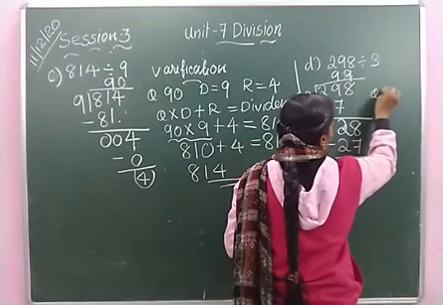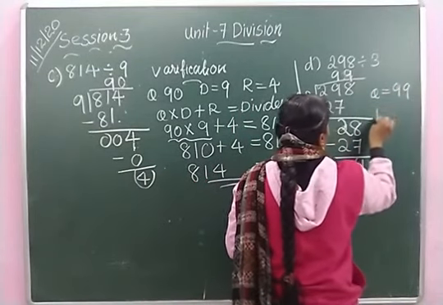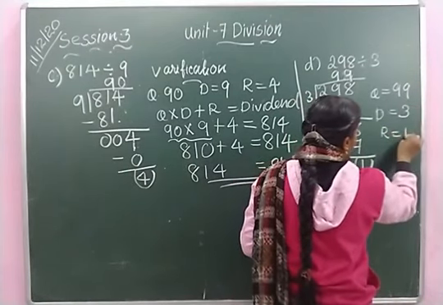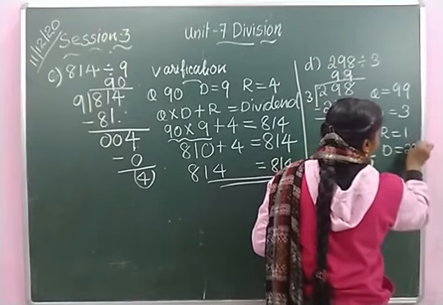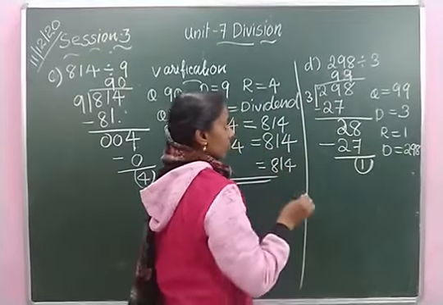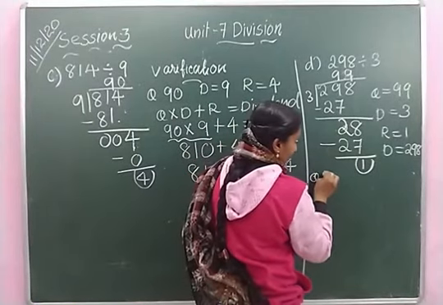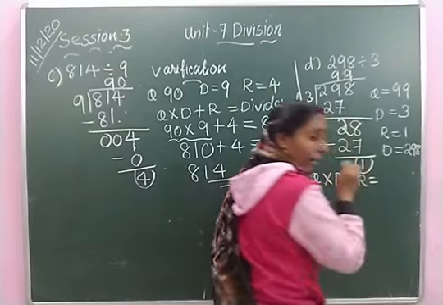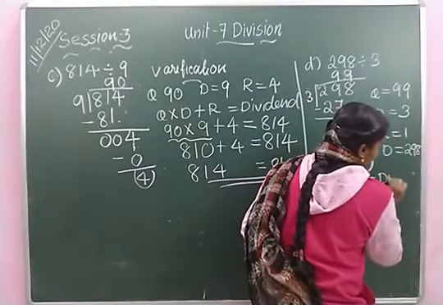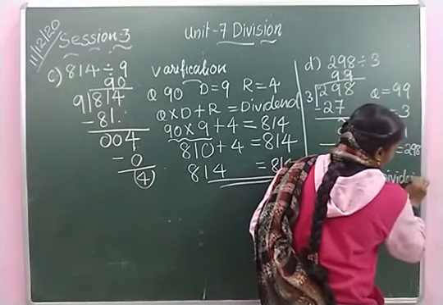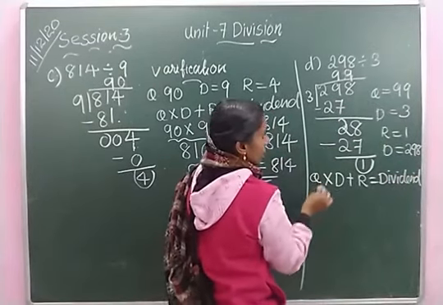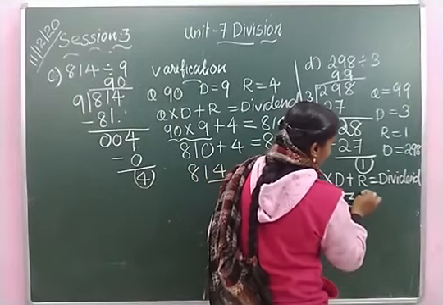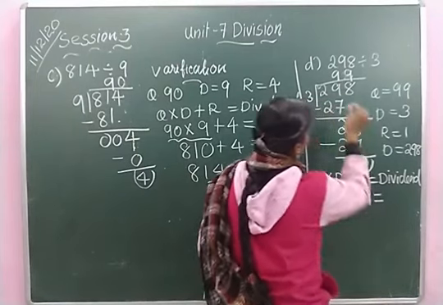Quotient is 99. Divisor is 3. The remainder is 1. Dividend is 298. Then quotient multiplied by divisor plus remainder is equal to what? Dividend. Then 99 multiplied by 3 plus 1 is equal to, what is the answer?